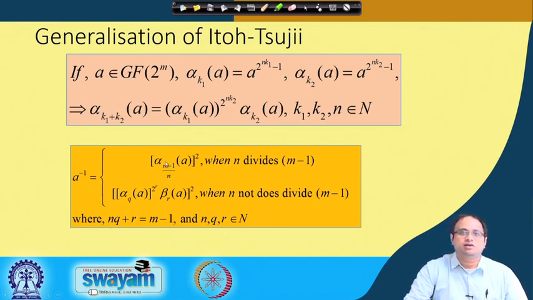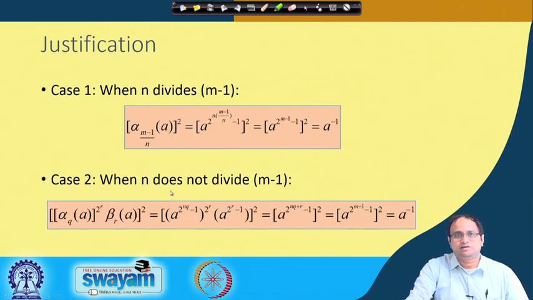Then if you can calculate alpha m minus 1 by n, and you just square it, you will get A inverse. But if it is not defined, then we can write m minus 1 as n q plus r, where n, q and r are all natural numbers. Then you can write this A inverse as alpha q to the power of 2 to the power of r into beta r a, and then square the entire operation. You can observe this very clearly here: suppose you have alpha m minus 1 by n. Then alpha m minus 1 by n is nothing but a to the power of 2 to the power of m minus 1 by n multiplied by n. So, therefore, this n and n cancel.